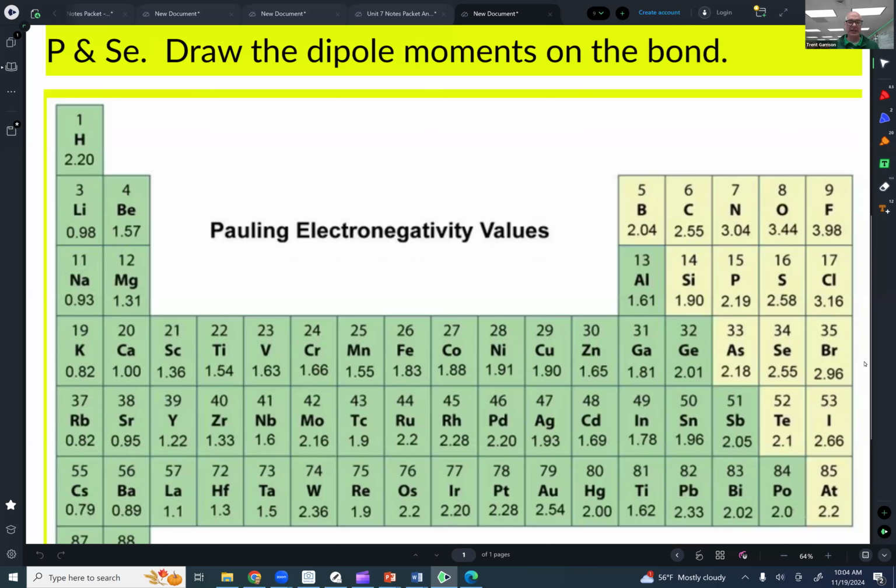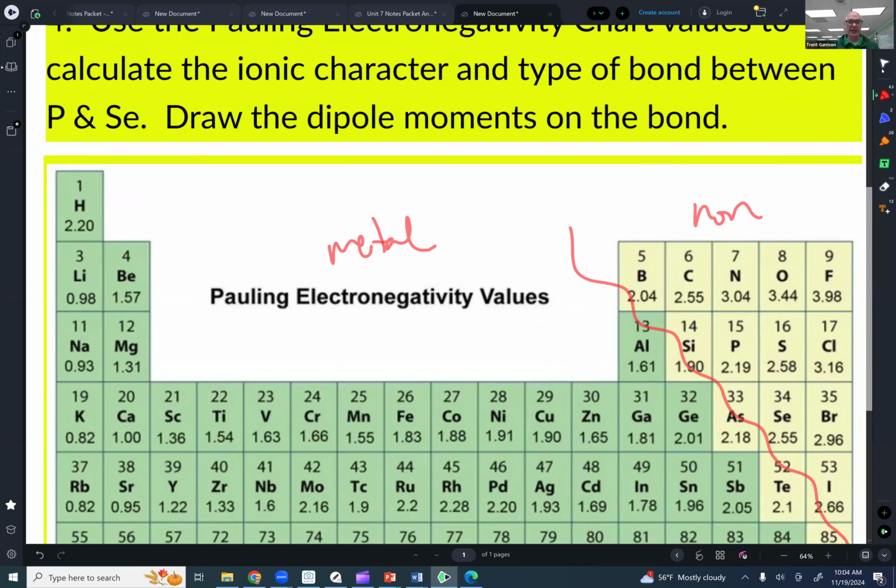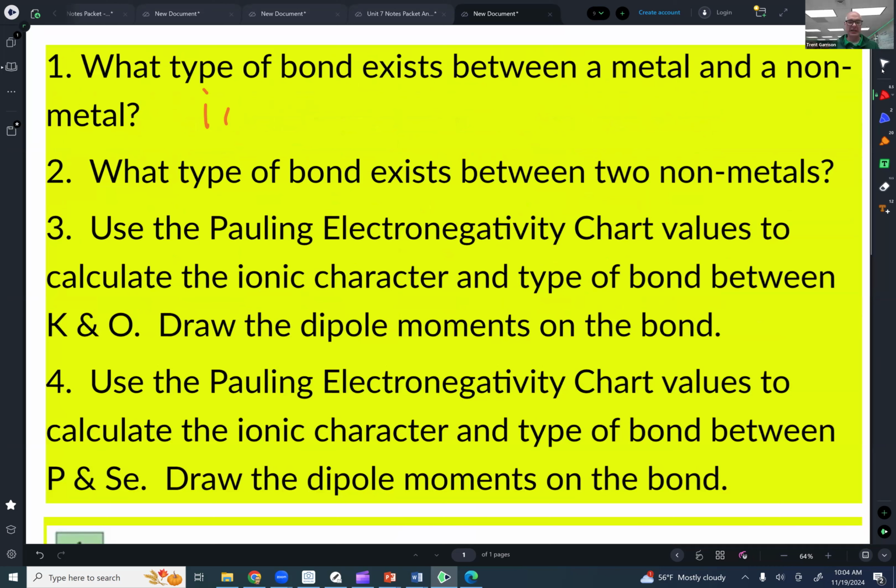If you are unaware, you need to become aware of the fact that there is a dividing line over here. Basically, it's these green versus yellow over here. These are all your metals, and these are all your nonmetals. The metals are the ones that are going to give electrons. The nonmetals are the ones that are taking electrons. So they work together to form what we would say is an ionic bond.